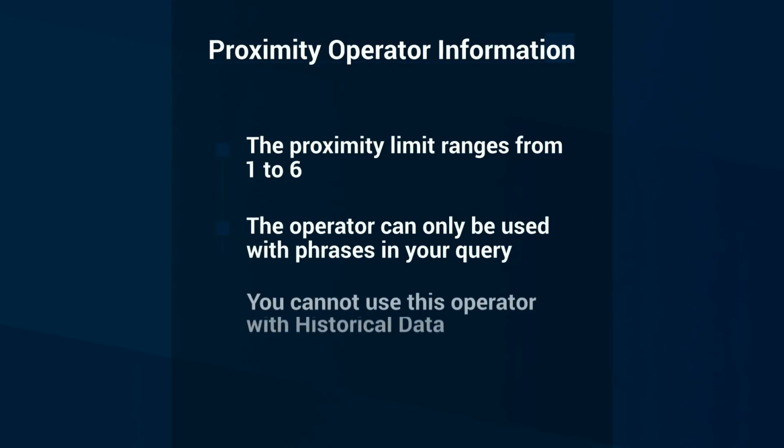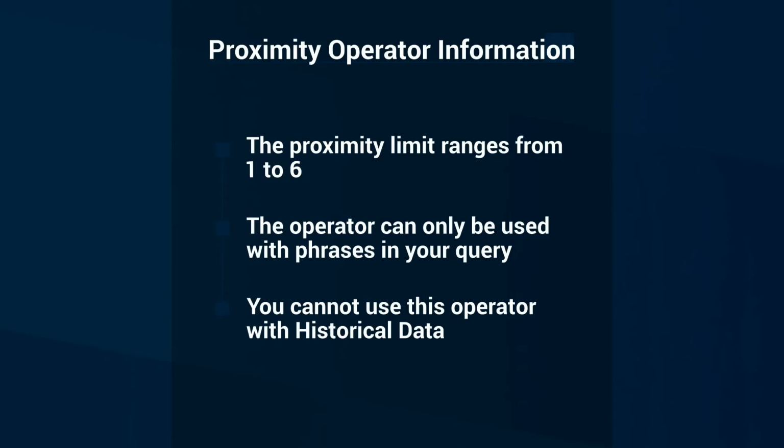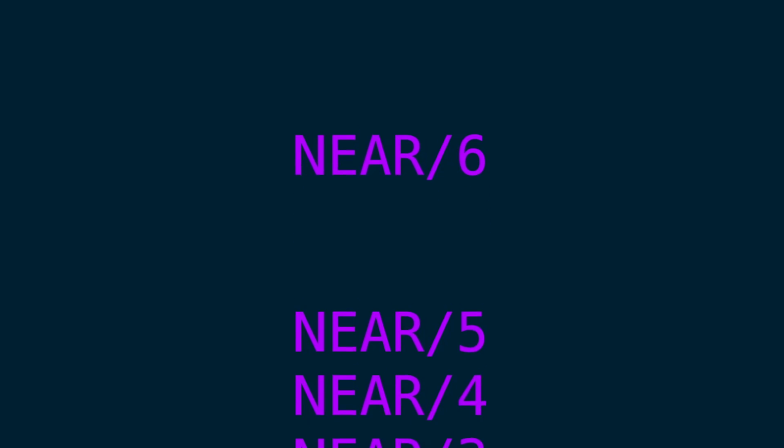Here are the specifications of the operator. Your range is limited from 1 to 6. The operator has to be used with phrases only, and it does not work with Twitter historical data. Now let's move on to the near operator. Near also uses a range limit of 1 through 6. It is a strict operator that limits proximity, but it works for phrases and also keywords.